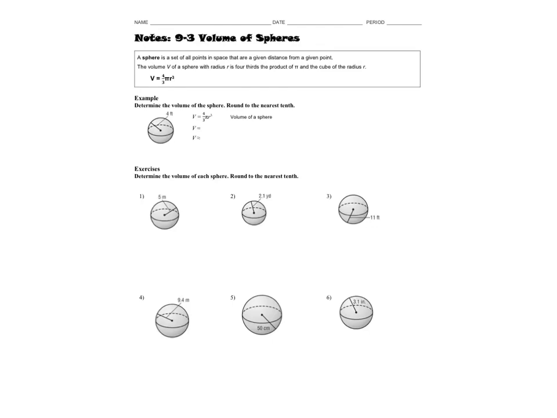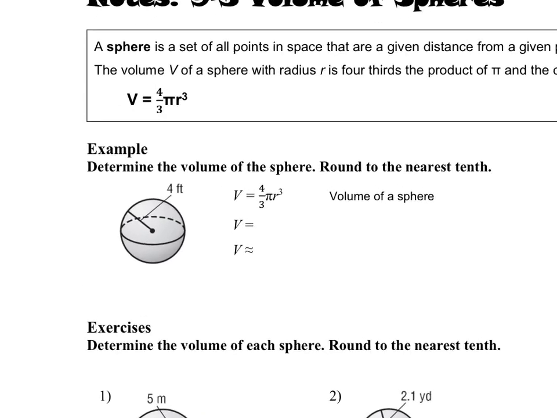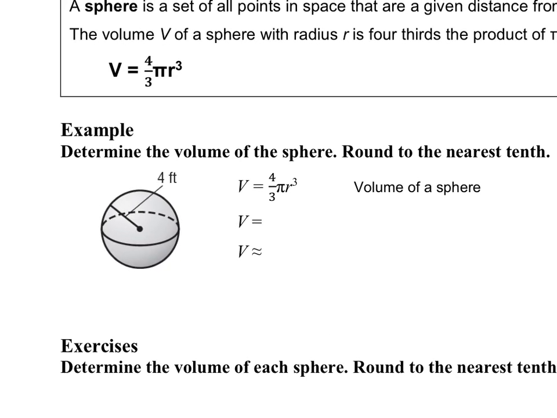This is going to be the 9-3 volume of sphere notes for 8th grade. On this one, this is a new formula that we haven't actually learned yet, but I think you guys are going to pick this up pretty quick. This is a formula that you don't have to memorize. It's actually going to be on your formula chart for you during the STAR. All we are doing is identifying the radius on a sphere, and then we plug it directly into the formula.